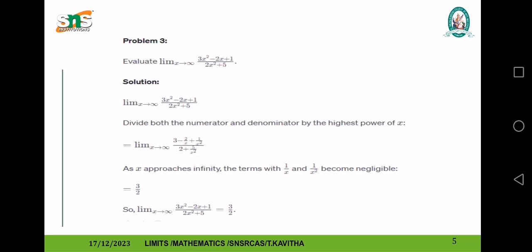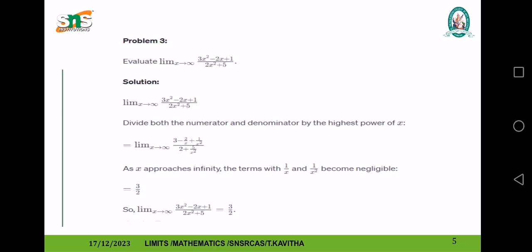Next problem, evaluate limit x tends to infinity of 3x square minus 2x plus 1 by 2x square plus 5. Here the limit is of the indeterminate form, infinity by infinity. We use another method. Divide both the numerator and denominator by the highest power of x. The highest power of x here is x square. Then we divide all the numerator and denominator terms by x square.